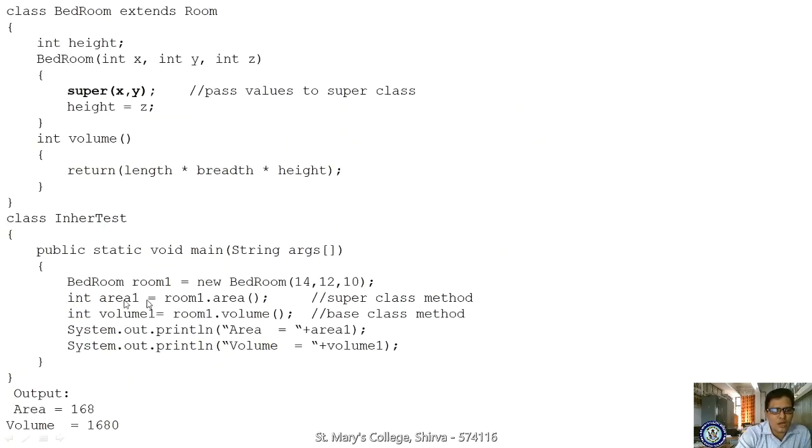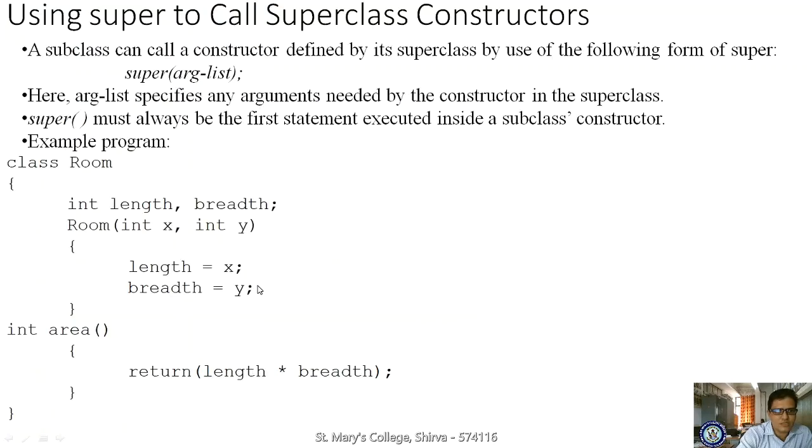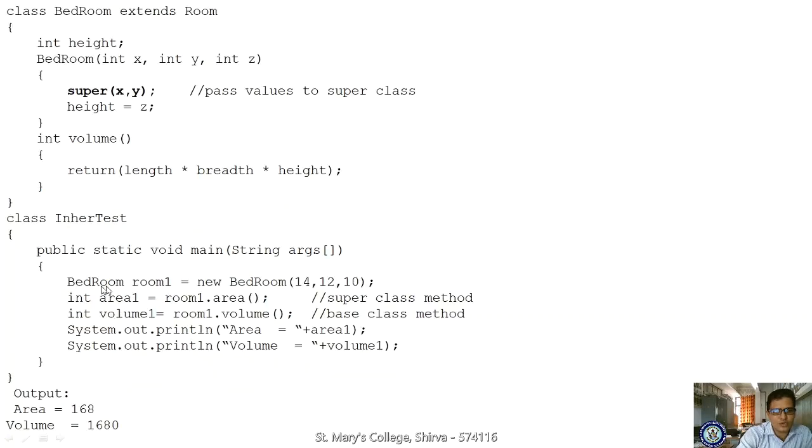Okay, now I'm taking one more variable, int area1. Through that variable I'm calling the area method. Where does the area method exist? The area method exists in your Room class. So it will process length into breadth and it will be stored in your area1.